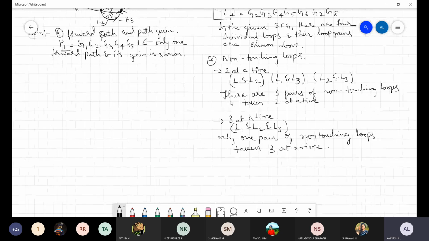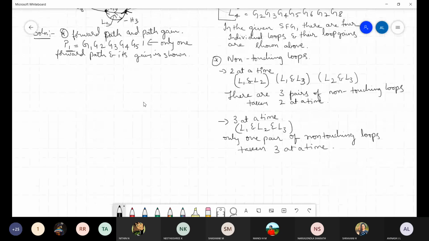Is that clear? Yes, sir. So now after this, we'll find out the value of delta. What is the meaning of delta? Delta means determinant of the graph. Next parameter you can write: determinant of the graph. How to find the determinant of the graph? We have a formula. What is the formula?